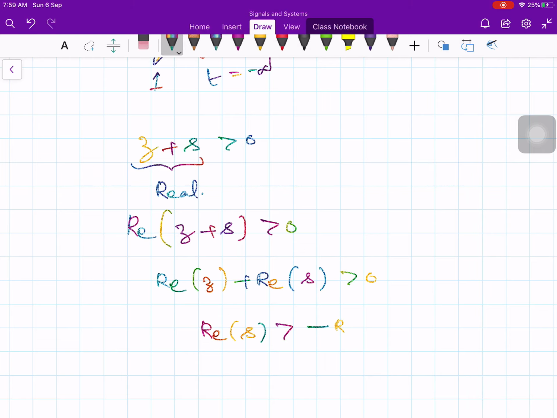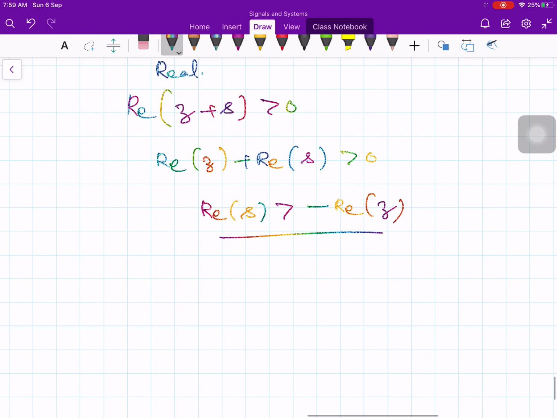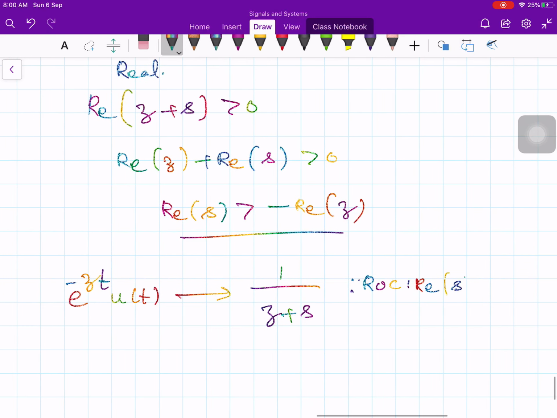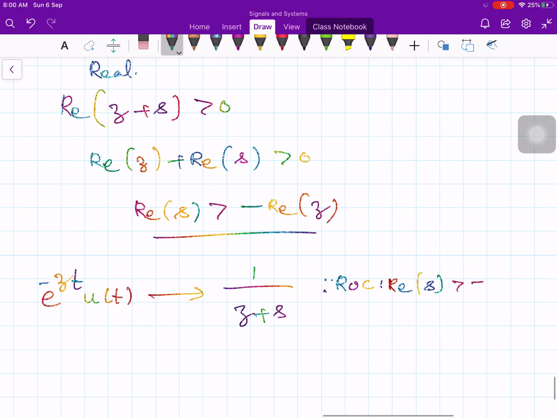That's it. Therefore, when we have a function e power minus zt times u of t, its Laplace transform is 1 over z plus s, and the ROC is that the real part of s must be greater than minus of the real part of z. That's it.